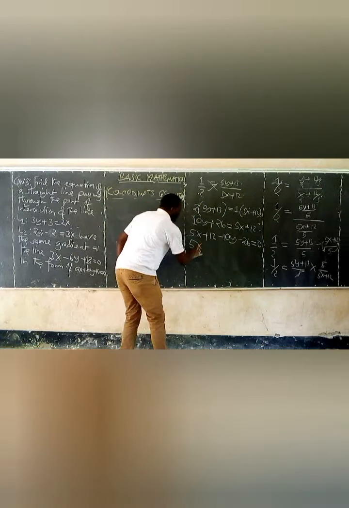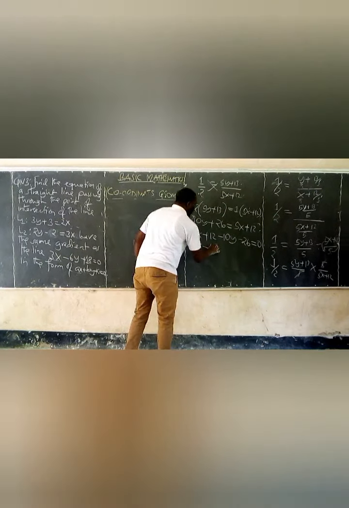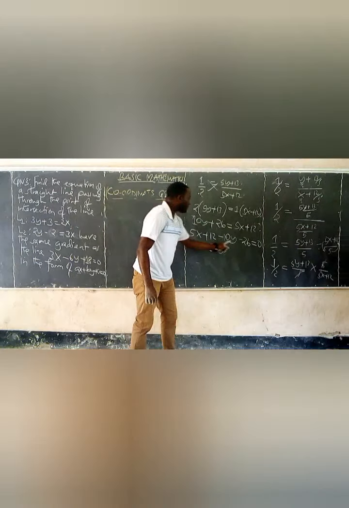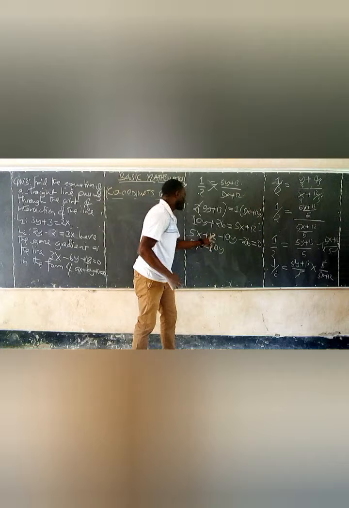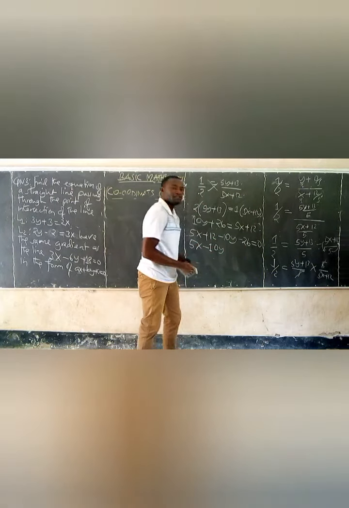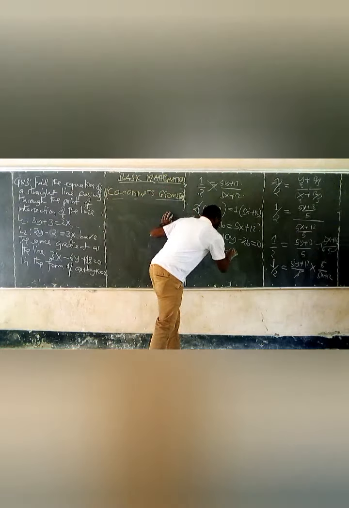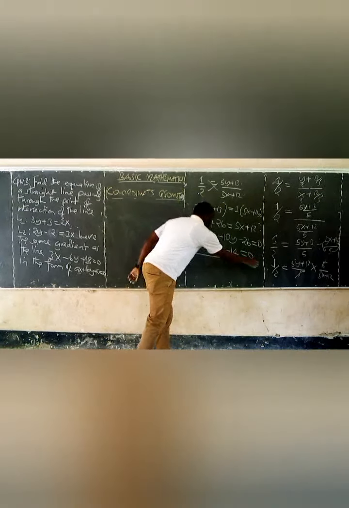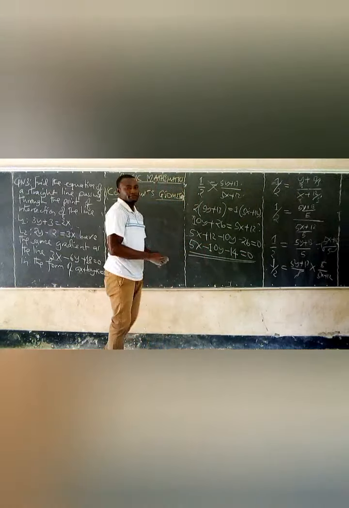So for 5x minus 10y, 12 minus 26, we get negative 14. So this is equal to negative 14, and this is equal to 0. So this is the ending of our question. Thank you.